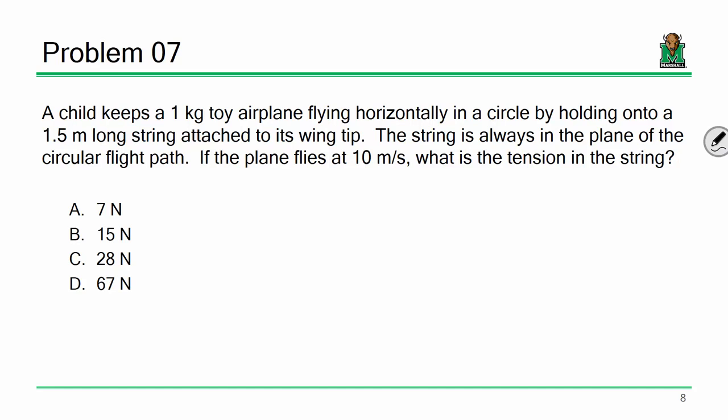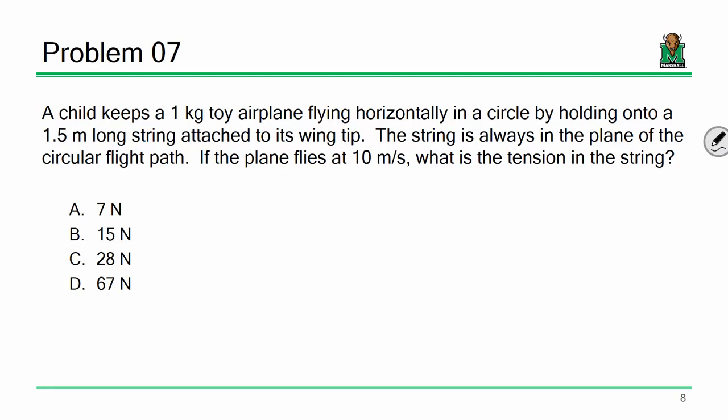It's attached to a string that is 1.5 meters long, and the string is always in the plane. That's just to say we're dealing with a circular flight path. If the plane flies at 10 meters per second, what's the tension in the string?